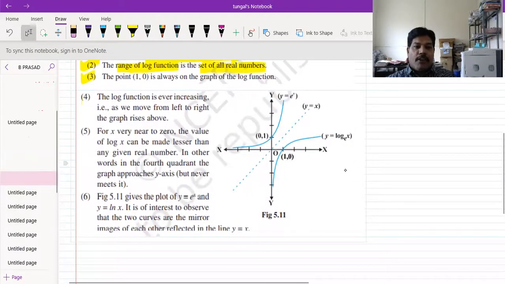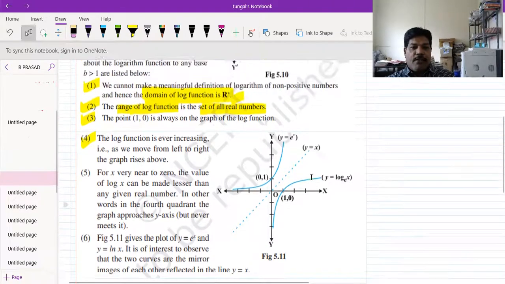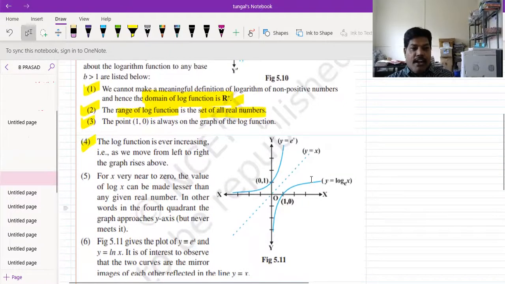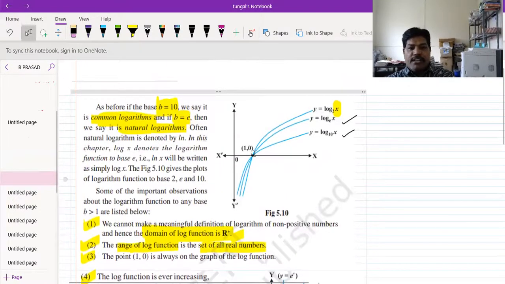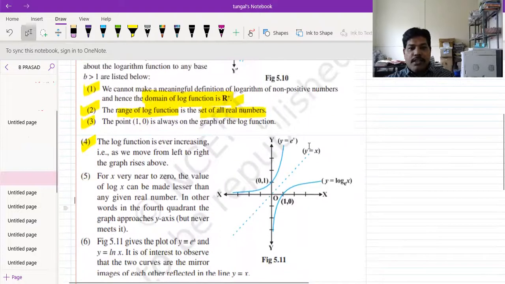So see the conditions, and also you can see that the log function is increasing. That is, it moves from the left to the right of the graph, rising. For x very near to 0, the value of the function can be made smaller than any given real number. If the x value is increasing, the graph is increasing. If the x value is decreasing, the graph is also decreasing. And also see the given plot. If you see this diagram here, students, y is equal to e power x.